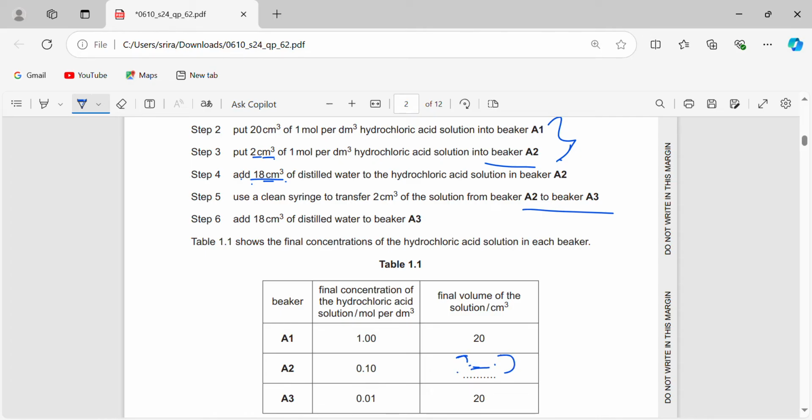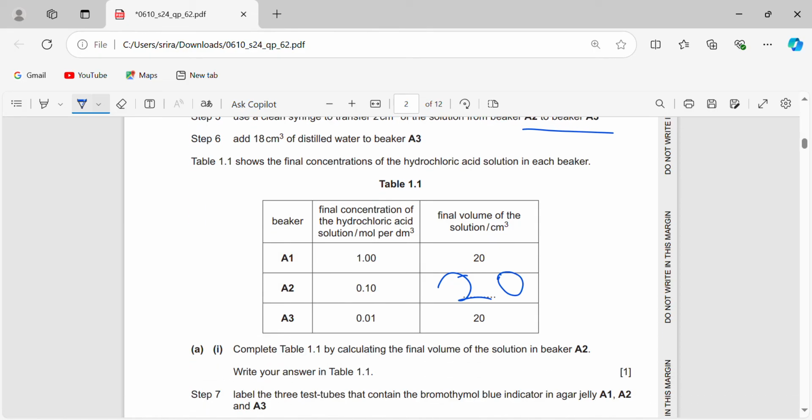Oh, my stylus is not writing properly for some reason. That is 20. You know what, might as well just write with my hand at that point. That is 20. Okay, so let's keep going.